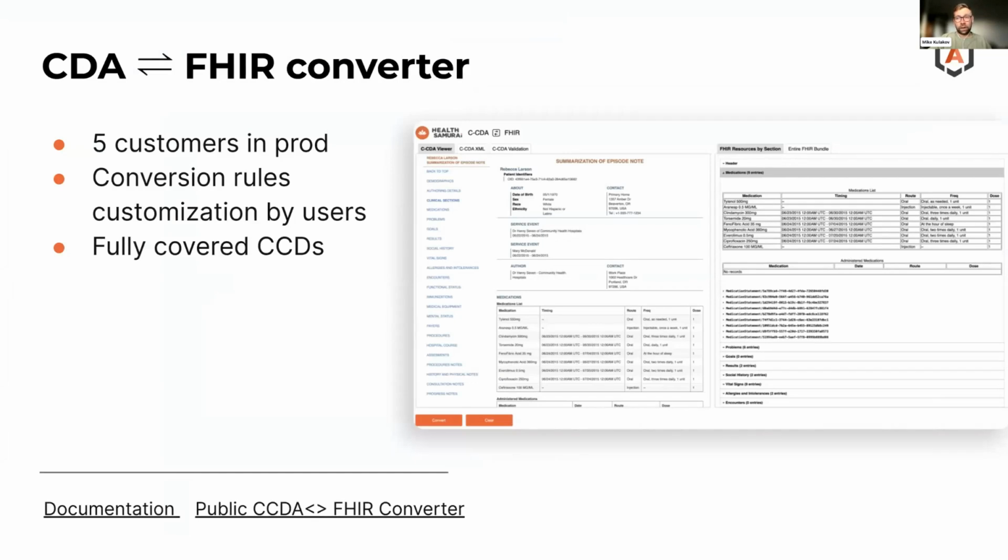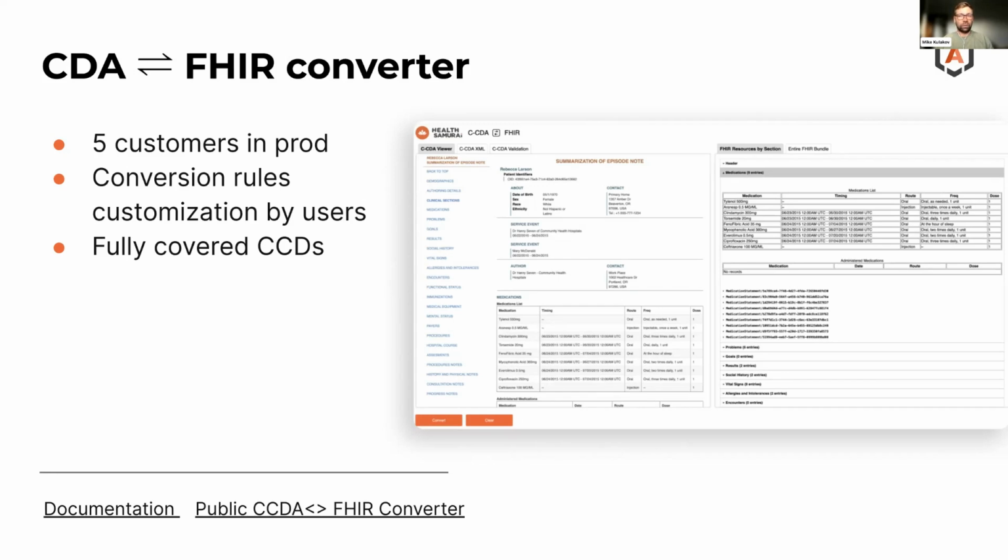And right now we have 5 customers in production that have fully tested, implemented, and double-confirmed that the converter works. In the recent release, we have added an opportunity for users to redefine the conversion rule. Right now, it can be done in Zen projects, Aidbox configuration projects using Zen, but we will be migrating this functionality to simpler configuration and a new paradigm of settings in Aidbox. And we have fully covered all the sections within the CCD documents.